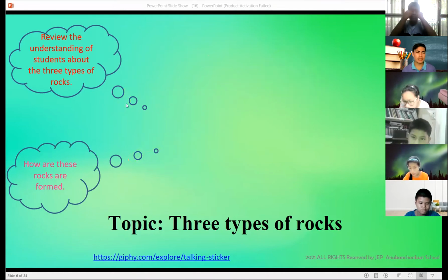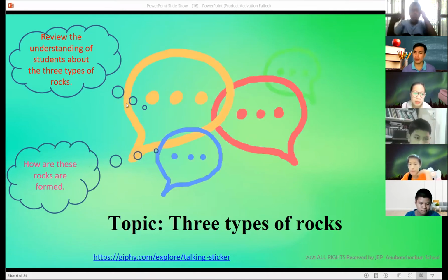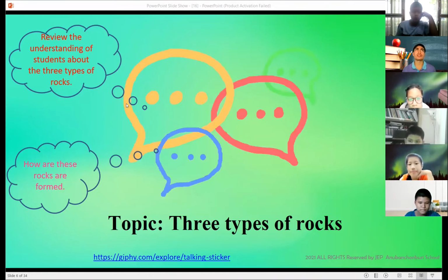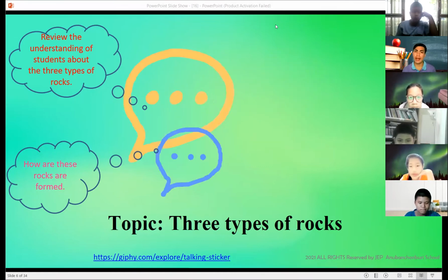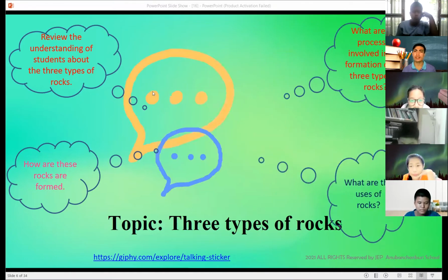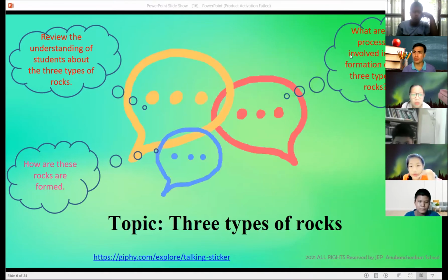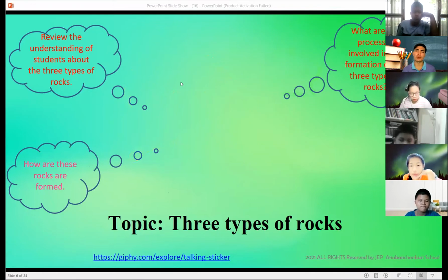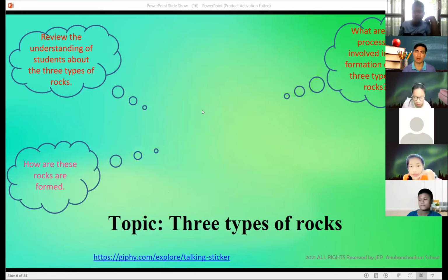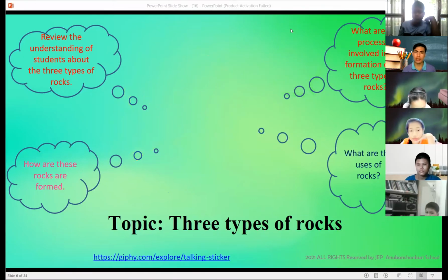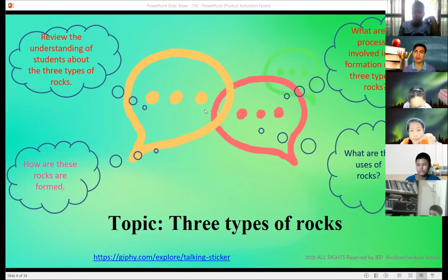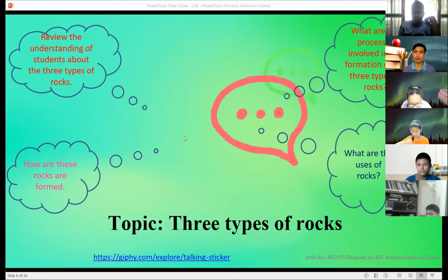Second, how are these rocks formed? Basically we can differentiate these rocks based on how they are formed, right? We're going to study the processes that are involved in the formation of each type of rock. And the last one, we're going to have a recap, maybe a short one, about the uses of rocks.